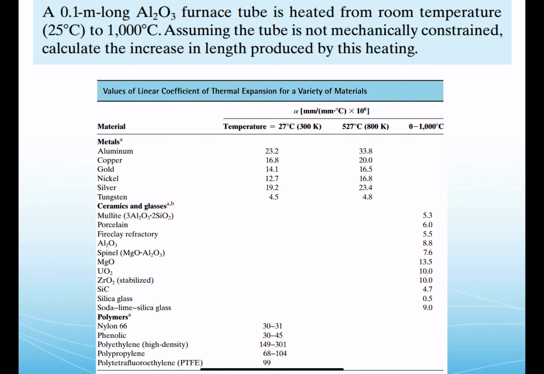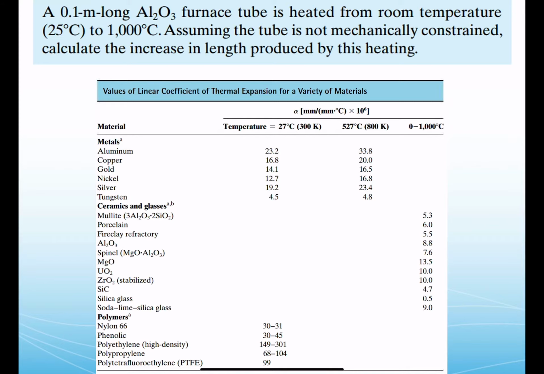Okay, so here's an example. Let's take a look at this case. In this question, a 0.1 meter long alumina (Al2O3) furnace tube is heated from room temperature all the way to 1000 degrees C. We'll assume that the tube is not mechanically strained under this condition, so there are no mechanical forces or strain built in. And we're asked to calculate the increase in the length by applying this heat.